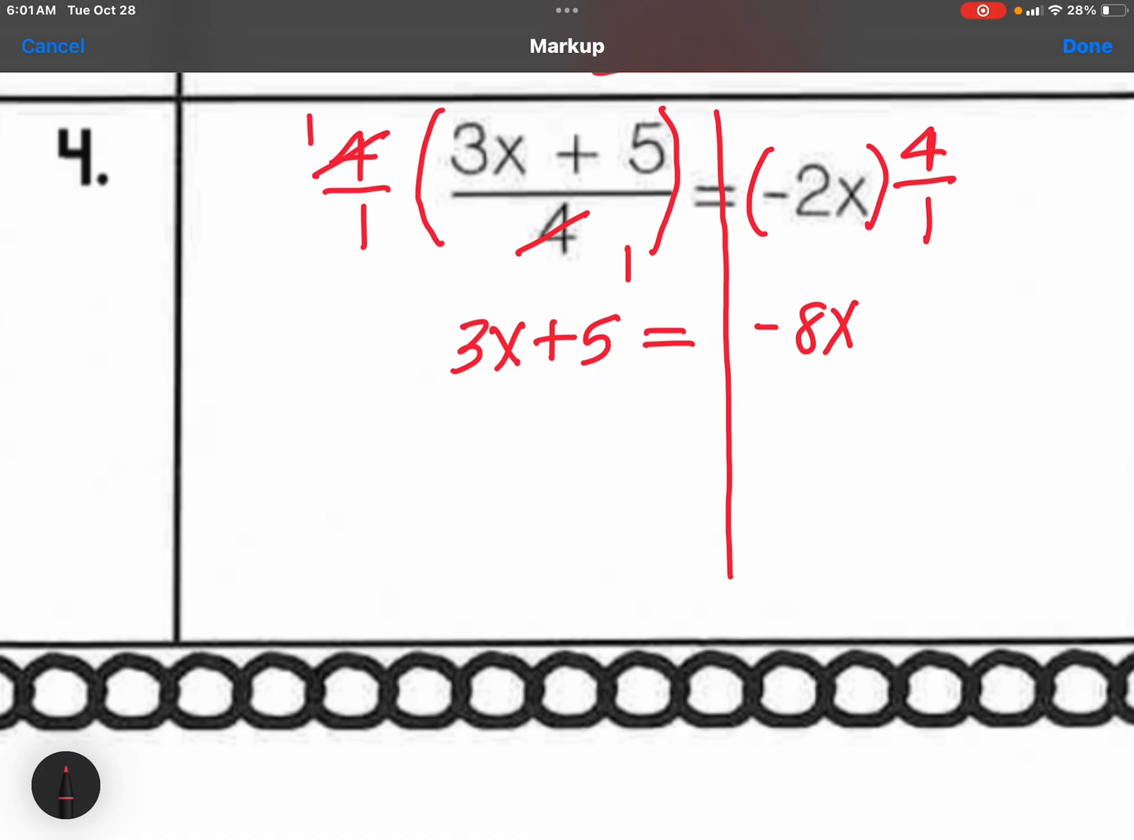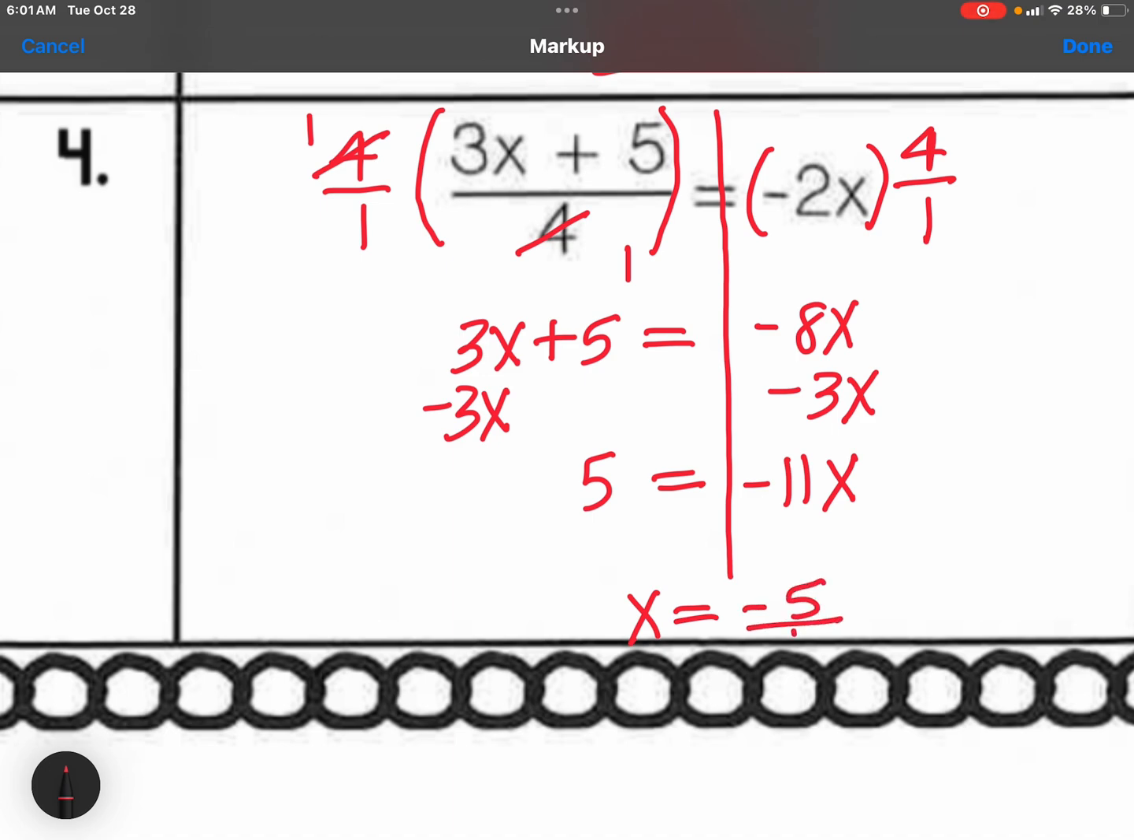And I'm going to continue to solve. So I'm going to move my variables to the right-hand side. So I'm going to subtract 3x here, and I'm going to subtract 3x here. So I have 5 equal negative 8 minus 3 gives me negative 11x. And then I'm going to divide both sides by the coefficient of the variable, which is negative 11. So my final answer is x is equal to negative 5 over 11.